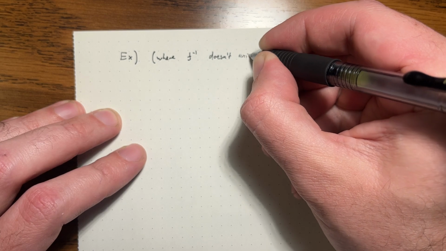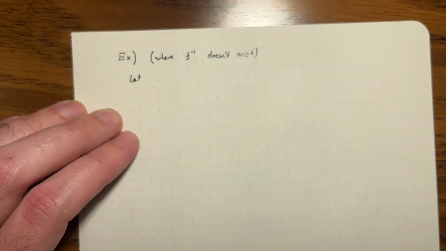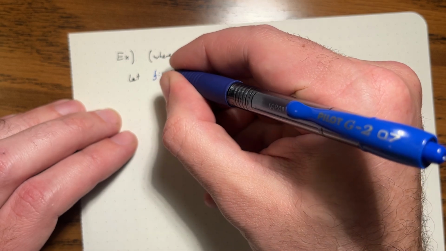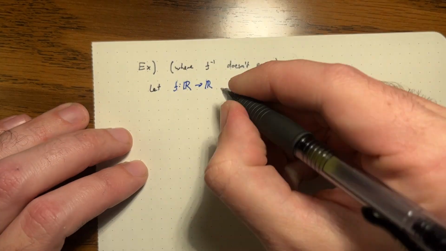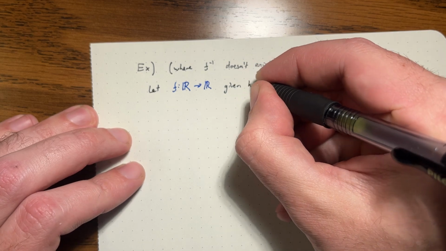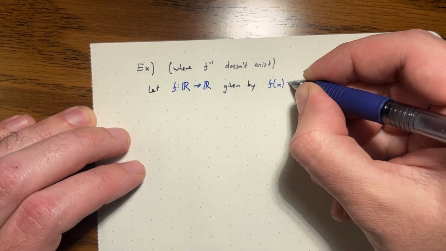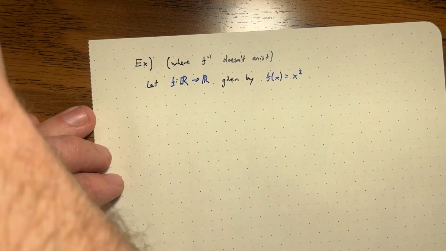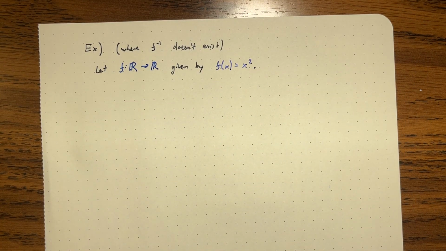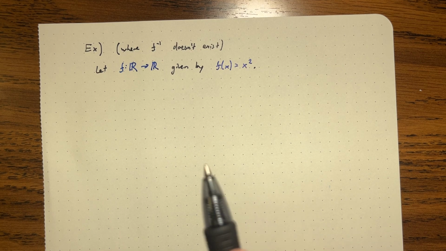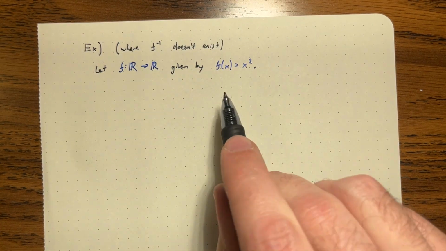Doesn't exist. And so the function is going to be a very familiar function. So we'll go from R to R, given by f of x is x squared. Okay. Turns out this example has a lot of subtleties. So, well, first of all, why do I say it doesn't exist, the inverse function?